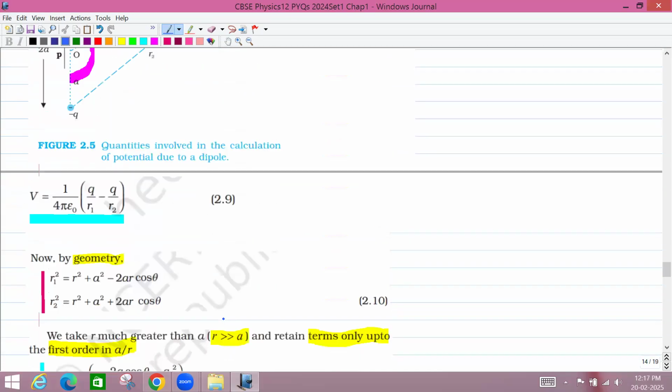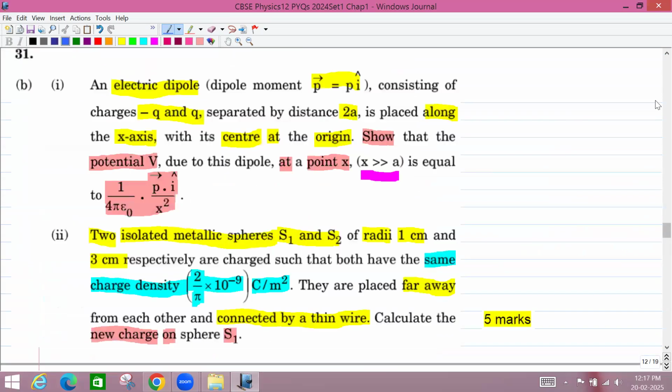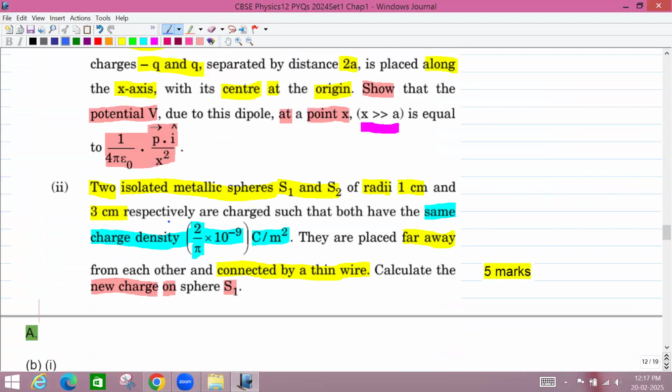So this is the first part of the question. Okay, so R, we are having X here. Because of the point X, R will become X.